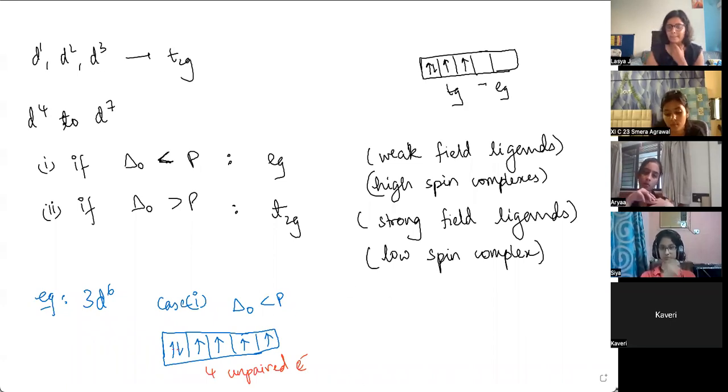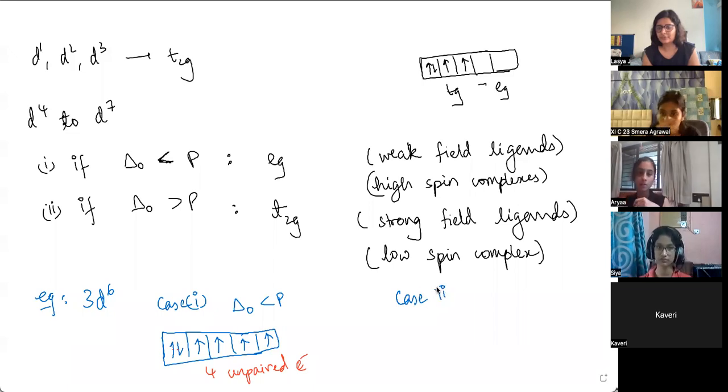But how do you know that delta naught is lesser than P? That's why you look at what sort of ligand it is, what metal atom it is. So you've taken an example. So in this case, when you have a weak field ligand, like I minus is a weak field ligand, right? If that is the approaching ligand, then it will share electrons with the Eg orbital. So that implies that delta naught is much lesser than the pairing energy.